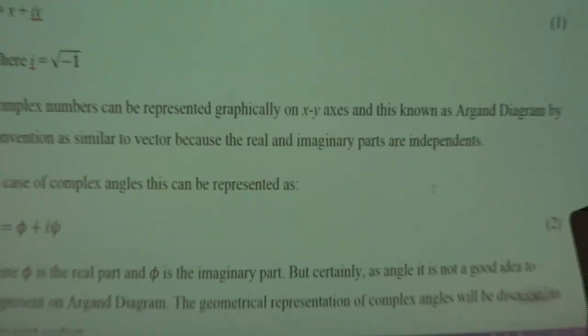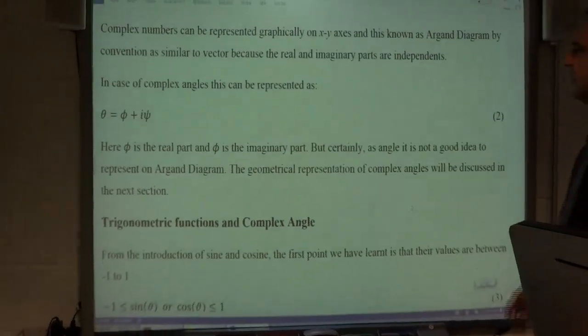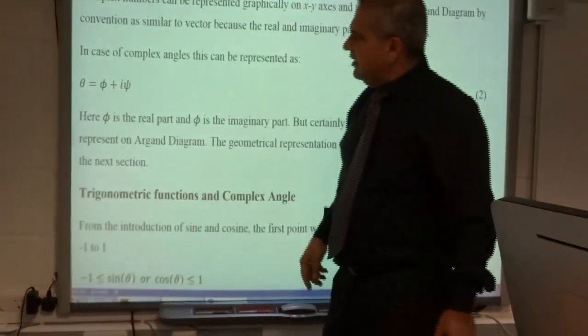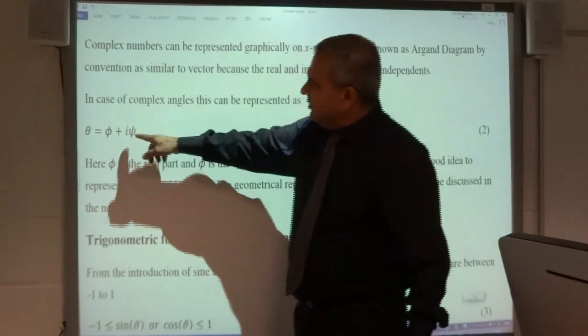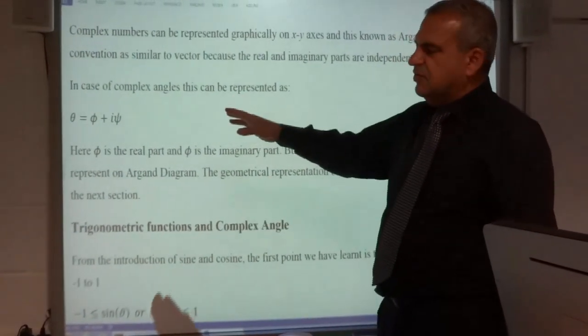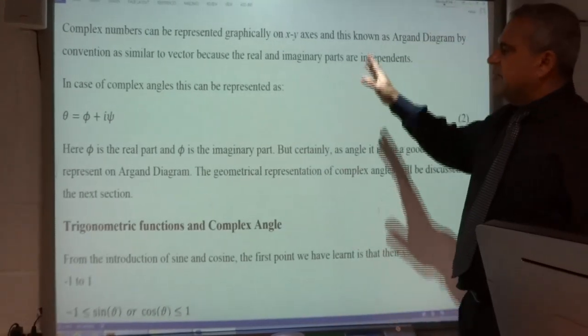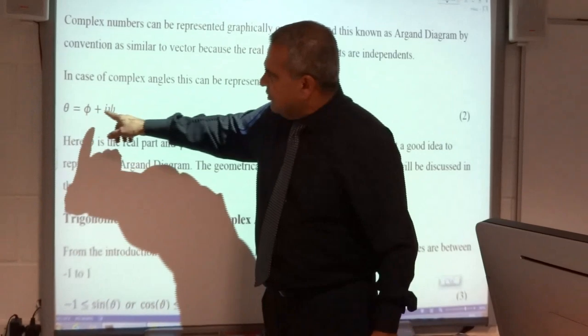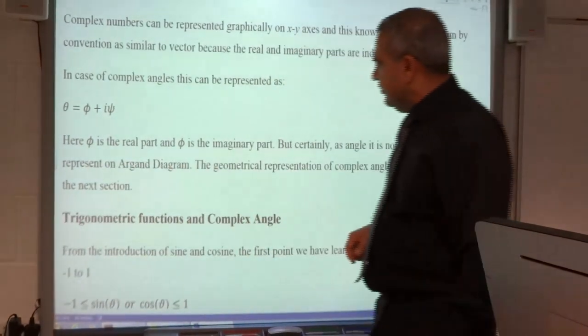But now the main focus here is the angle. If, for example, we have an angle which is complex, the complex number or the complex angle, we can represent it like phi plus i psi. Obviously there is no way in which we can represent that by x and y coordinates. We do not assume that this is the x coordinate, or that is the y coordinate.